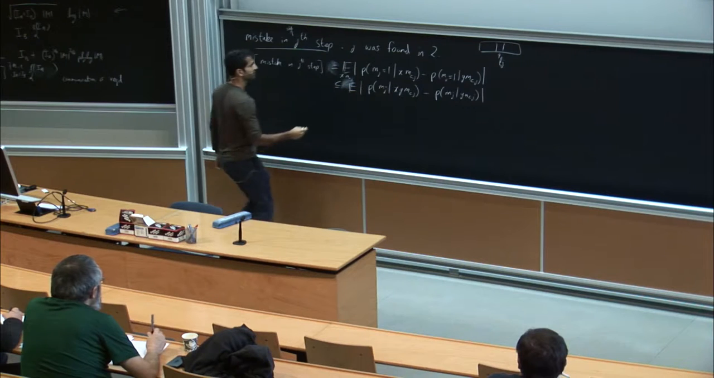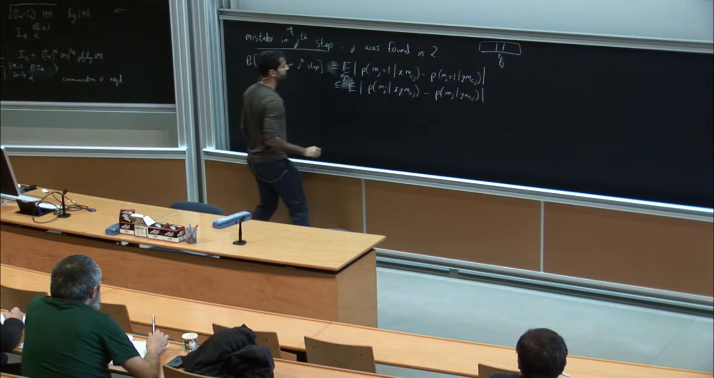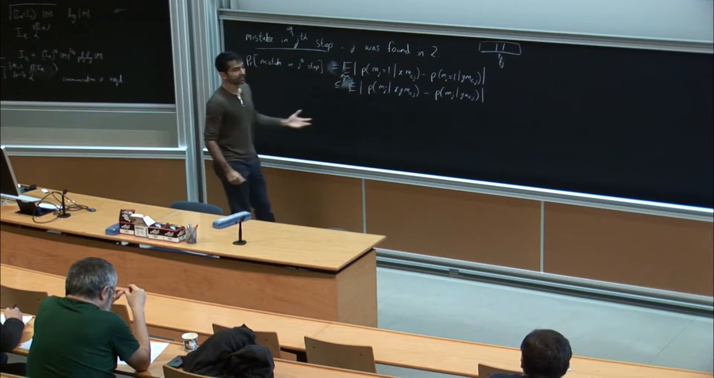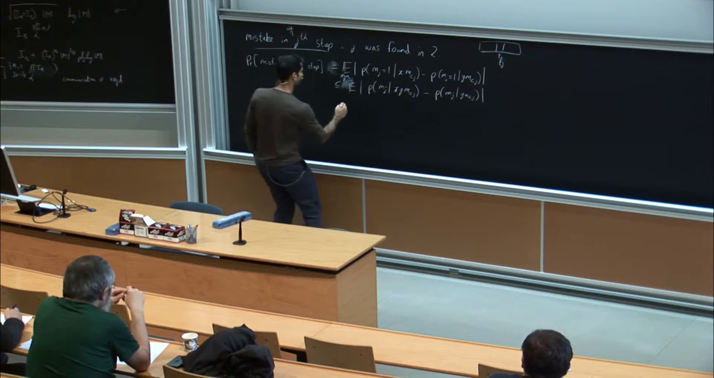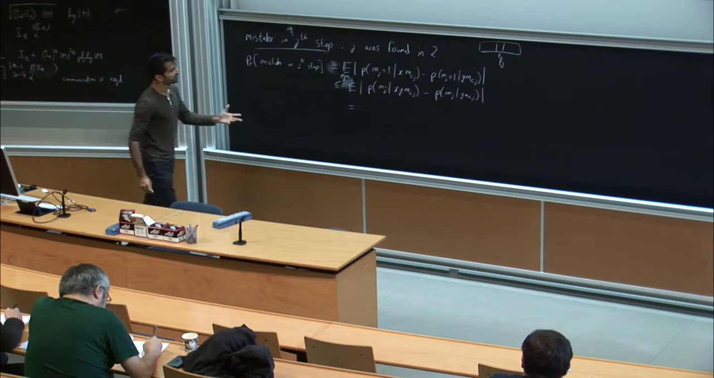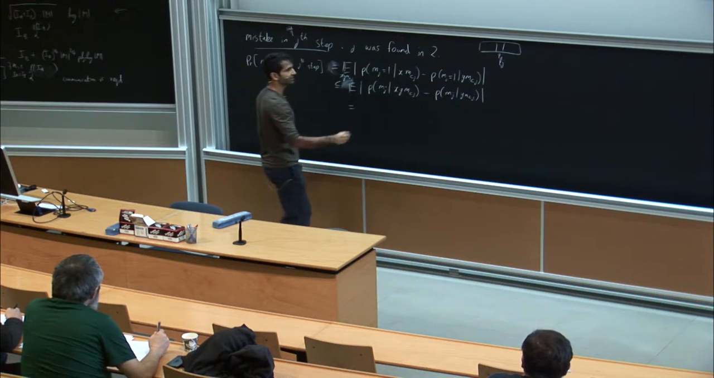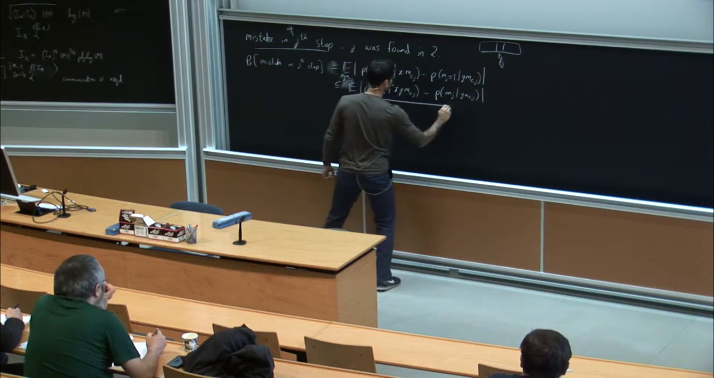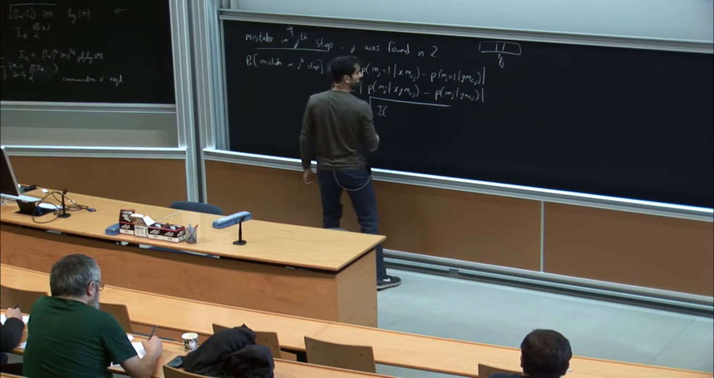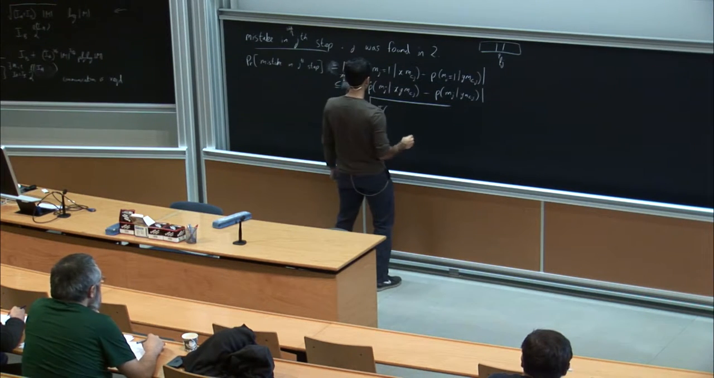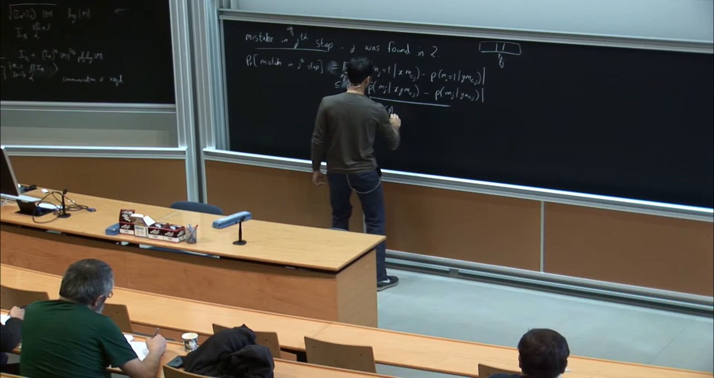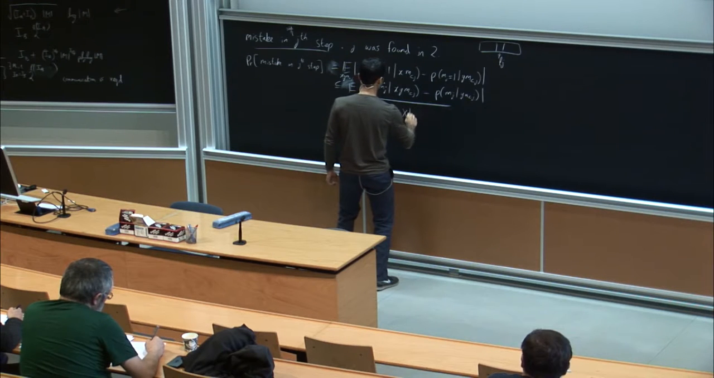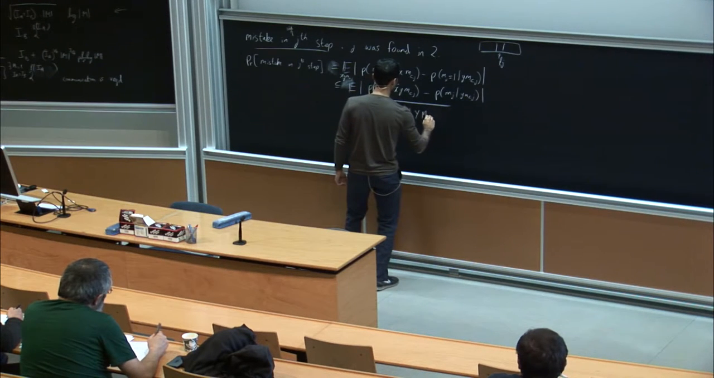X, y, m less than j. And now I'm just going to use Pinsker. Okay, so this, the expected value of this L1 distance by Pinsker is bounded by the square root of the mutual information between mj and x, given y and m less than j.